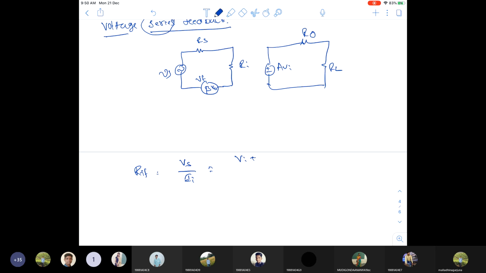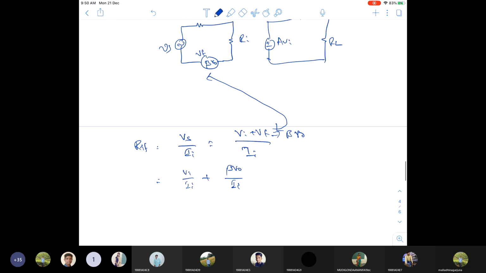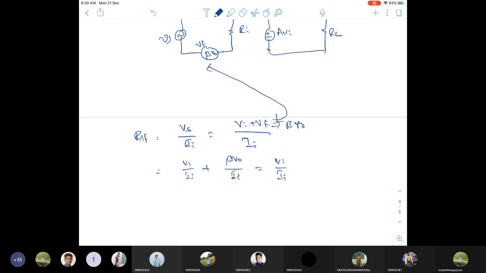Vs is nothing but Va plus Vf divided by Ii. So separate: Va by Ii plus Vf by Ii. Vf is nothing but beta times of V0. So that is equal to Vi by Ii plus beta V0 by Ii. V0 is nothing but A into Vi again. Now take Vi by Ii as common, so that becomes 1 plus A beta. This is Ri into 1 plus A beta. So Rif is equal to this.